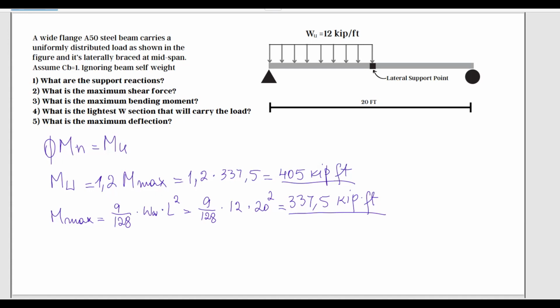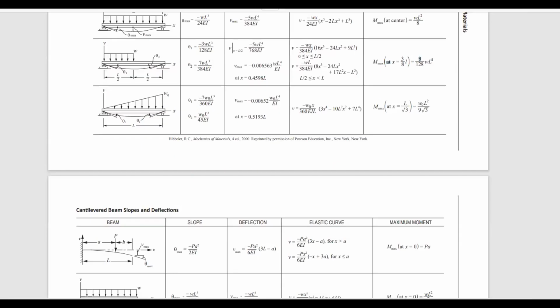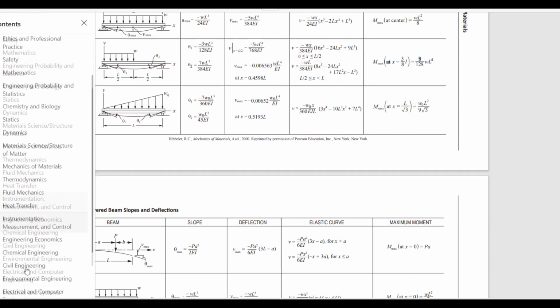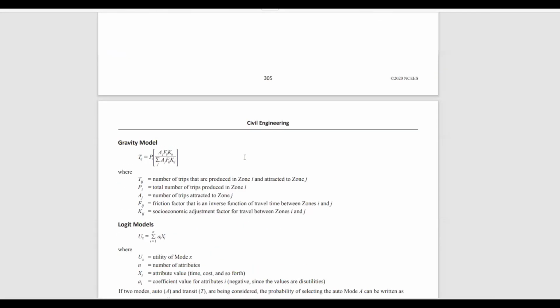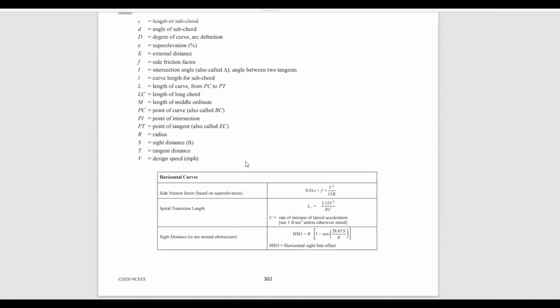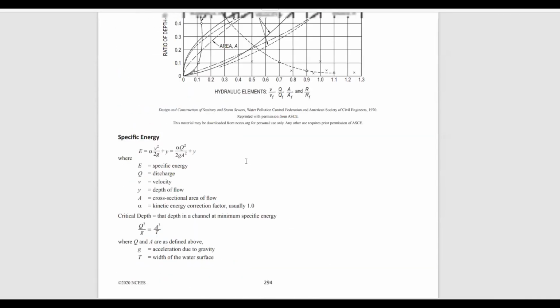And why am I calculating Mu? Because phi Mn has to be greater than or equal to Mu. And from here, we're just going to say phi Mn equals Mu, because if you go back to the table that I showed you, and that table is under civil engineering, let's scroll up a little bit. Available moment versus unbraced length. So we're going to go upwards.